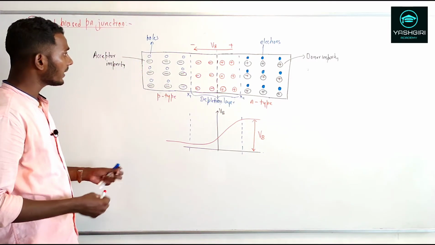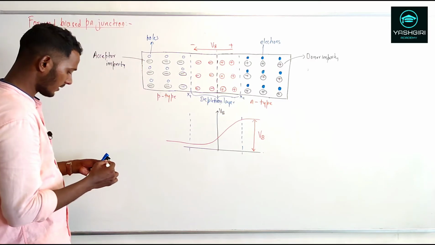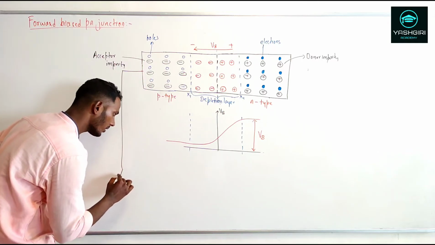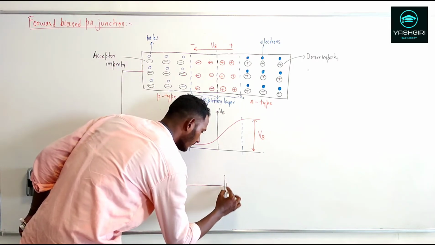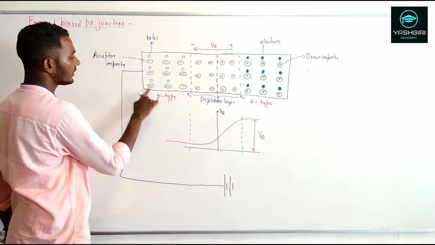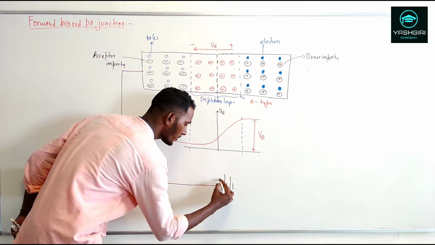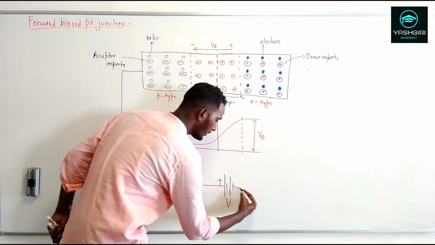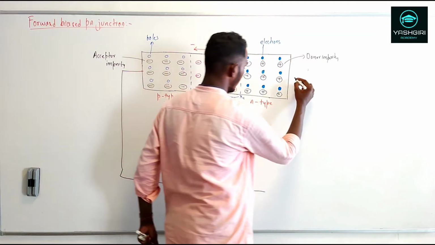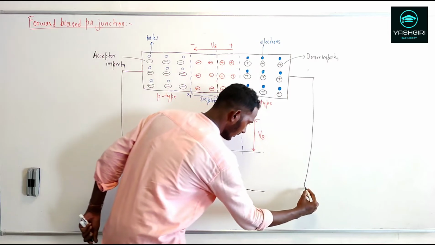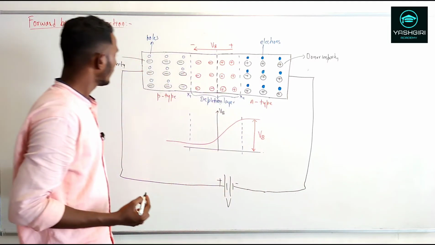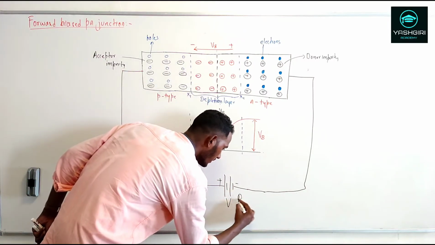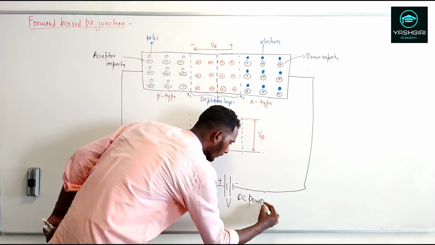Now let's make this forward bias connection. We are going to take an external DC supply. Here the P type is connected to the positive terminal of the battery, of some voltage V, and the negative terminal is connected to the N type of the diode. All right, now this is an external DC power supply.